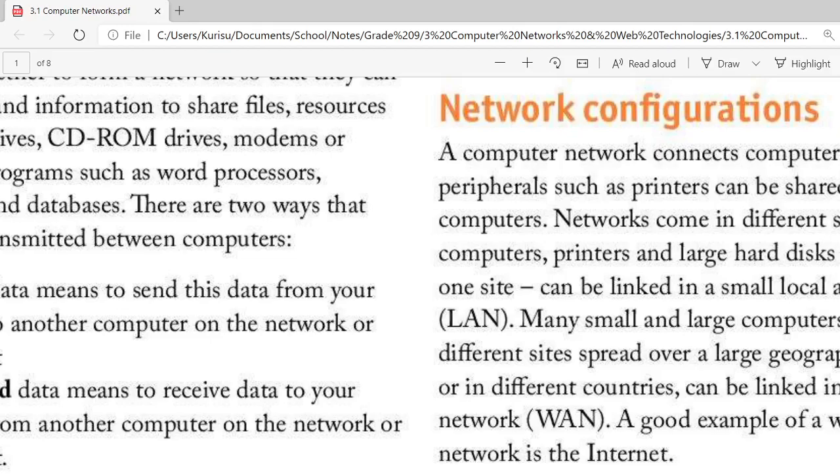Yes, so a wide area network now, Azaria. A wide area network now is much larger than a local area network. It's actually the largest network that you can have. It can cover many cities, many towns, and it can even cover many countries. So, a very good example of a wide area network.